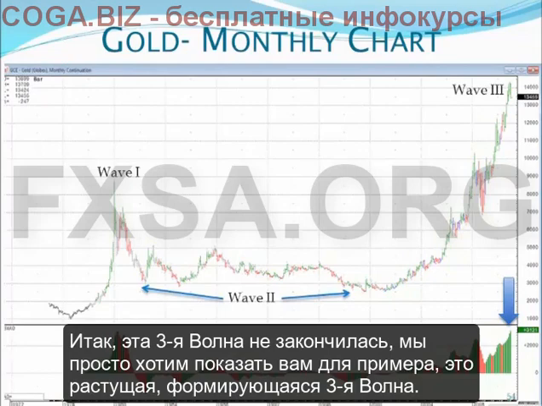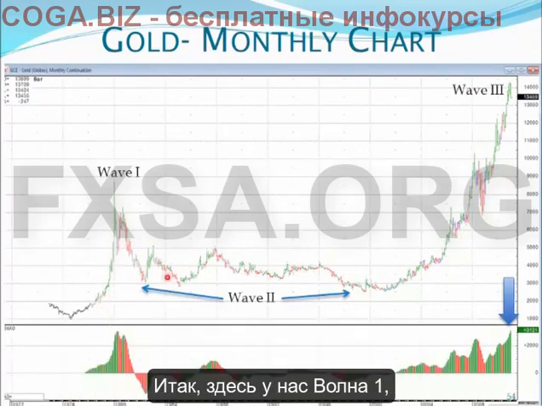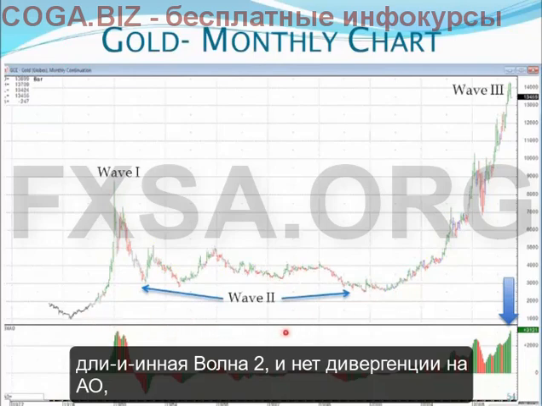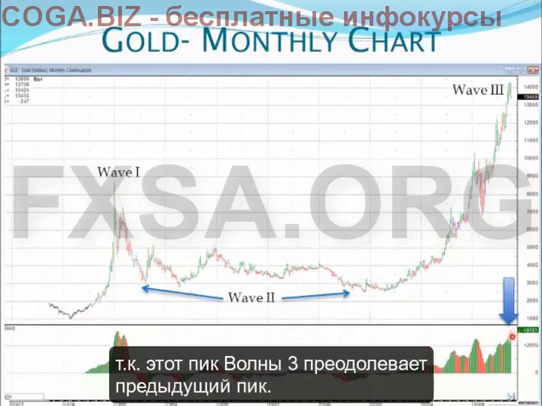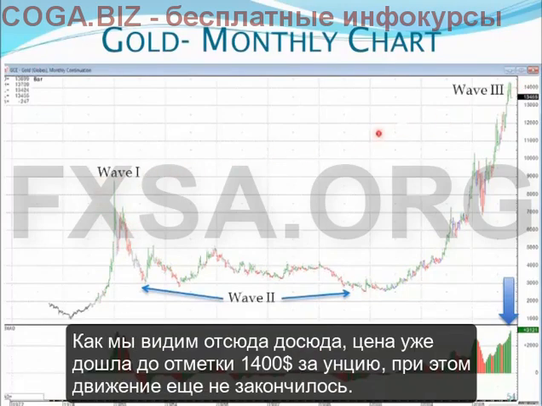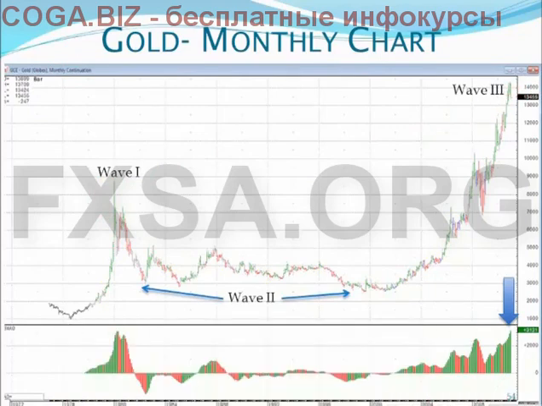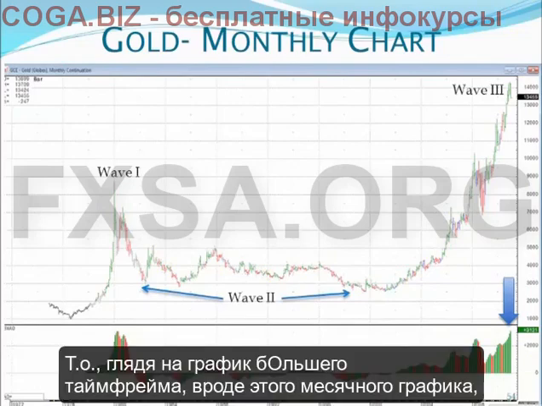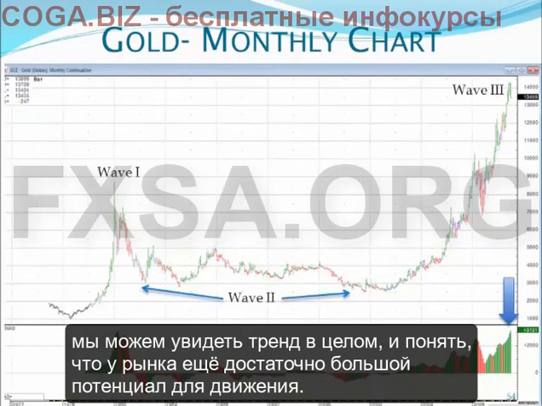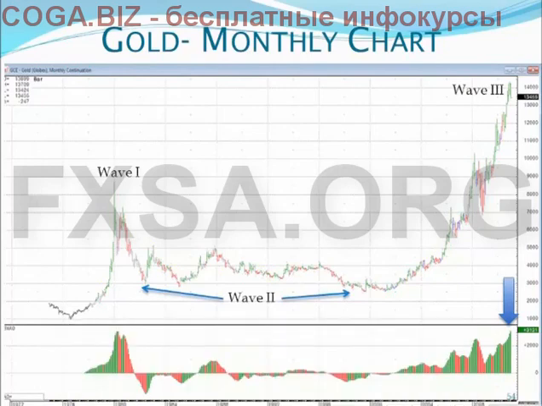So we're just showing you here that this is an increasing, building third wave, but you had a wave 1 here, a long wave 2. We have no divergence here because the peak of this wave 3 has taken out the previous peak. Obviously we can see from here to here that the price is at, was it the high there was of course at 1,400 something an ounce, and it is saying that it's not over yet. So when we're able to look at a larger term chart like this on a monthly, we can see the overall trend telling us that there's a lot more room here for this market to go.